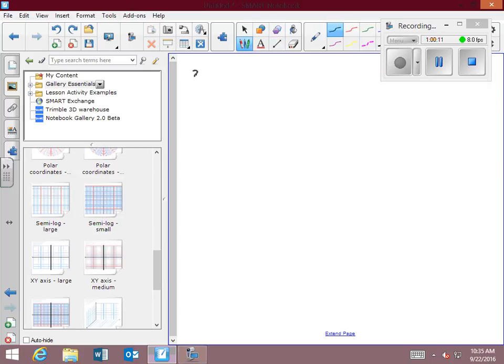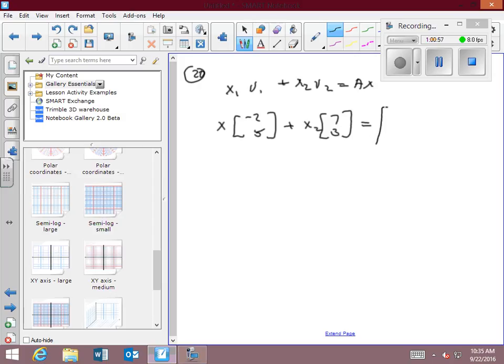It's just x1 v1. So all you do is just put that V1, minus 2, and so the matrix is just 2, 5, 7, 3 times the x1, x2. And this is then the matrix. Minus 2, 7, 5, 3. That does the transformation.